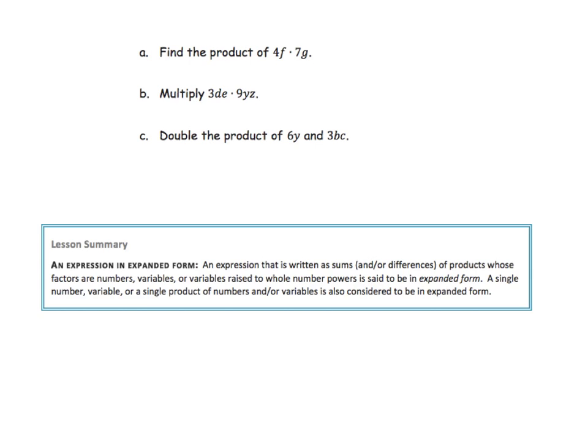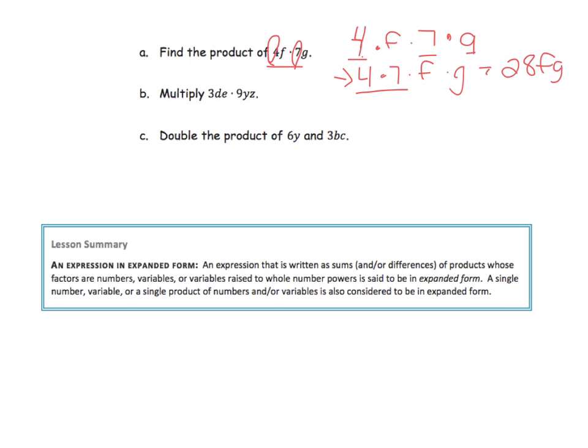So the last thing I want to talk about is actually finding the product. So I'm going to take this apart. I'm going to expand it like we just did. And I can rewrite it as 4 times 7 times f times g, and that equals 28fg. So I found the product. I multiplied it. I wrote it as small as I could. Now, bottom line, if you need to write this out, you can, but many times I just deal with the numbers first. 4 times 7 is 28, and then the variables. So here I would do my numbers. 3 times 9 is 27, and then I write the variables in alphabetical order. So D, E, Y, Z.